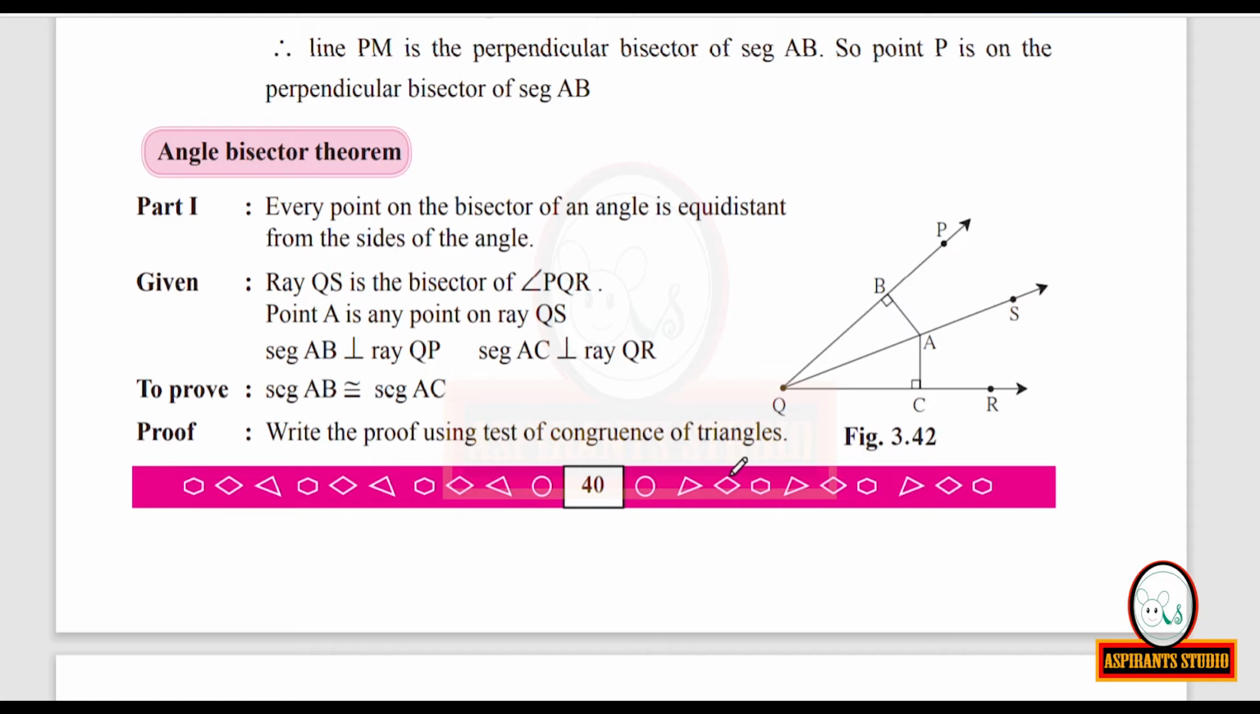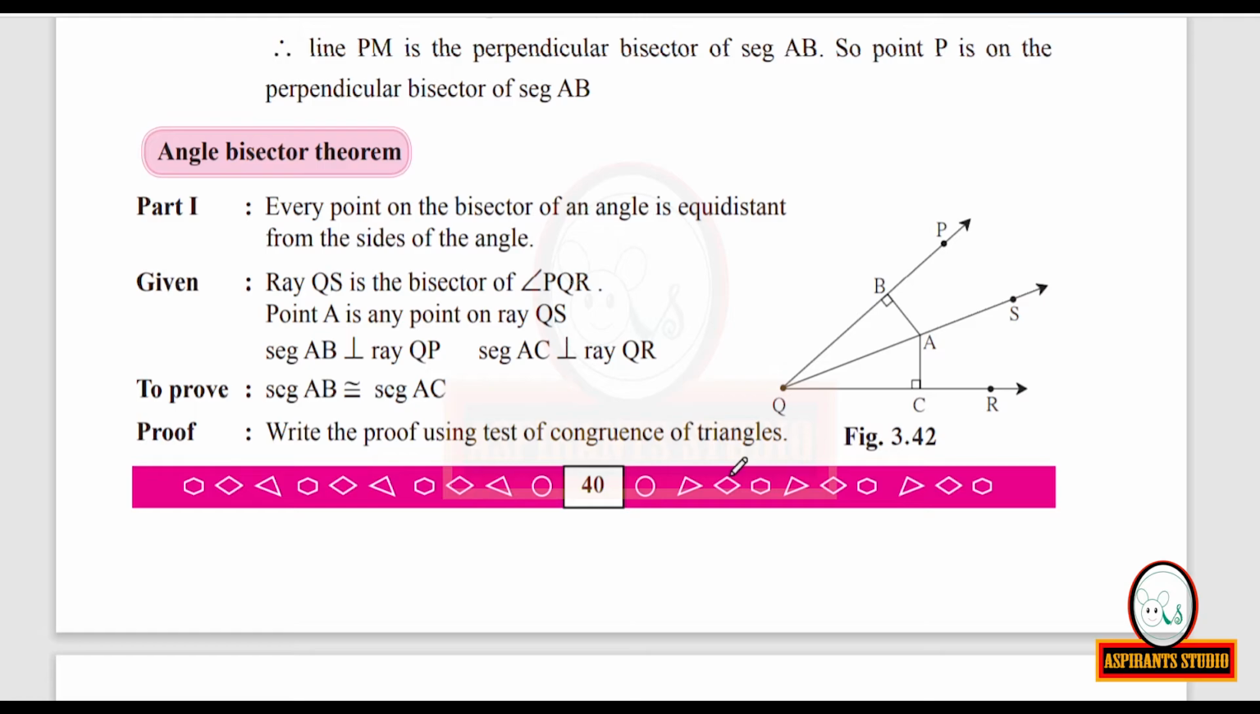Therefore, triangle ABQ is congruent to triangle ACQ by SAA test of congruence. Here there is no included side and no included angles, so here side, angle test. SAA test. Triangle ABQ is congruent to triangle ACQ by SAA test.